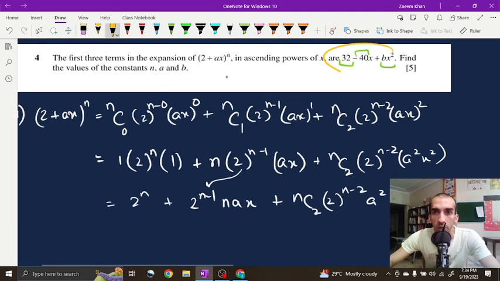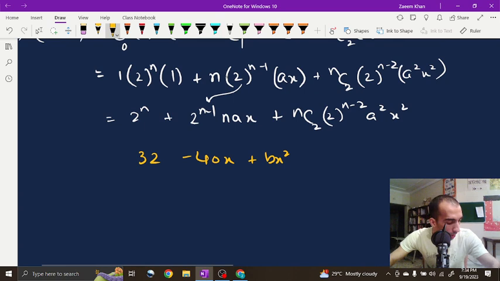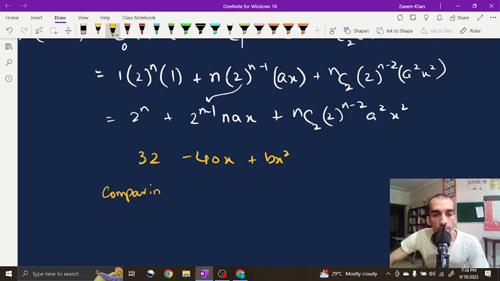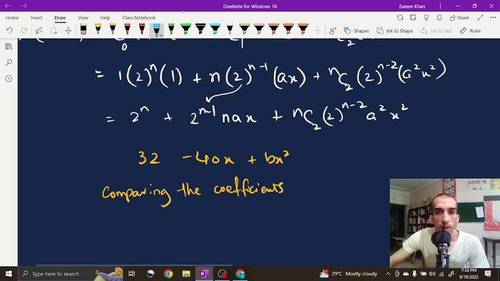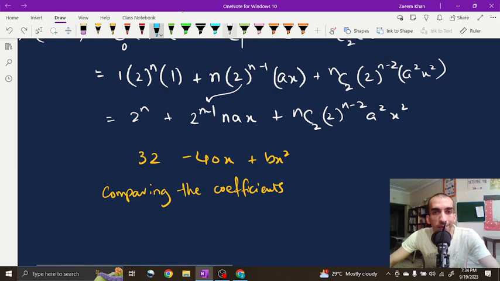The question now said 32 minus 40x plus bx square. 32 minus 40x plus bx square. Is that right? So we can compare. Now comparing, what are we comparing? The coefficients. Yes. You can just stop and observe what this will be. Now in this bracket up here, what is the constant term which does not have an x? 2 to the n. Yes, 2 to the n is a constant, and over here the constant is 32.